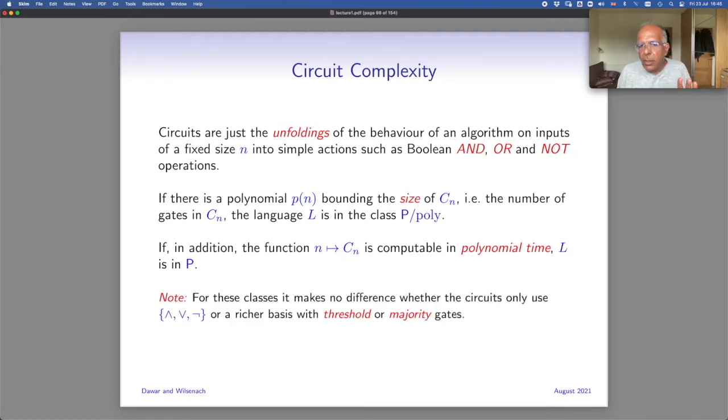Now, when we consider the classes of languages P/poly and P, it makes no difference whether we just consider and, or, and not gates, or we add a richer basis with threshold gates or majority gates. And the reason is that each of these gates can itself be computed by a circuit of polynomial size, so we can just replace them by circuits which compute them.